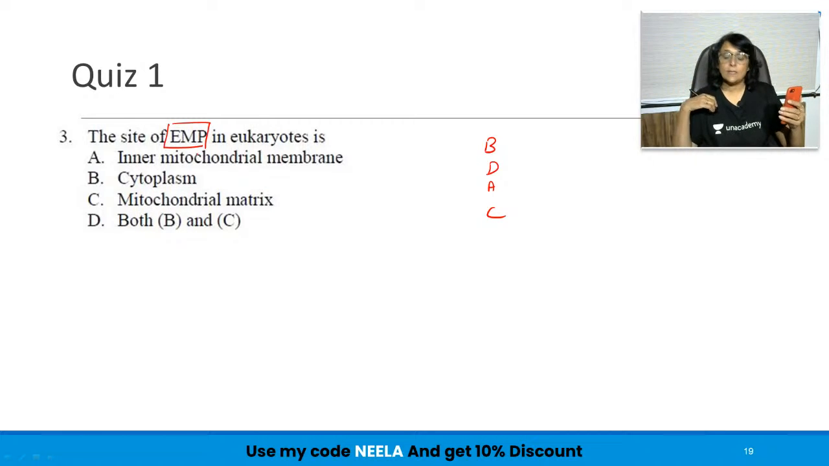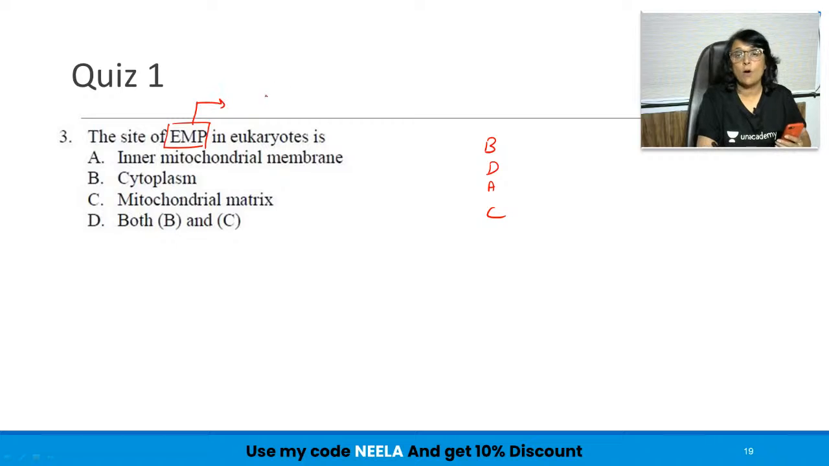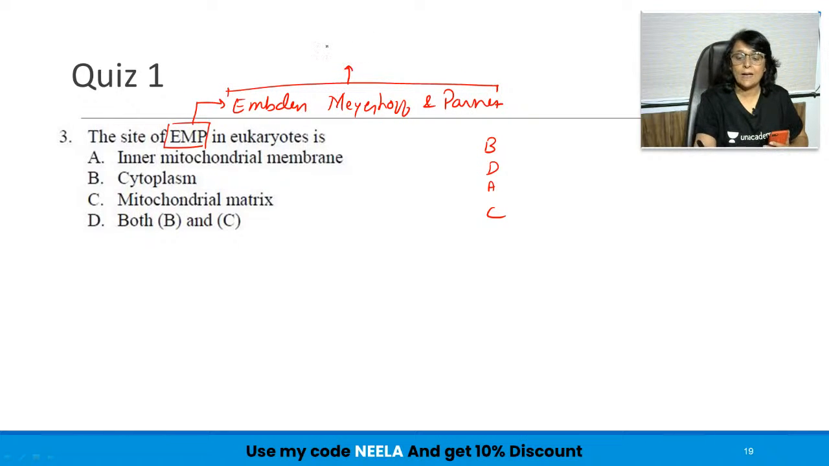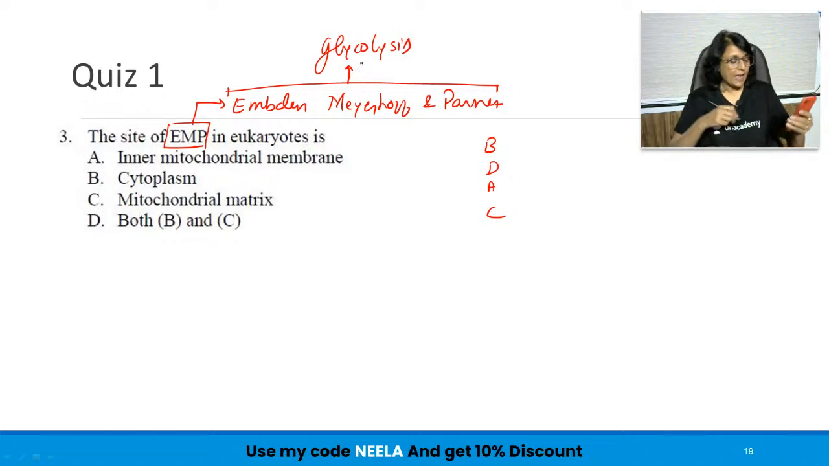Hiren is saying glycolysis. See, it is Embden, Meyerhof, Parnas. These are the names of the scientists who actually gave us the pathway of glycolysis. And where does glycolysis take place? In cytoplasm. So all those who were saying D, A, C, I don't know what was the confusion.